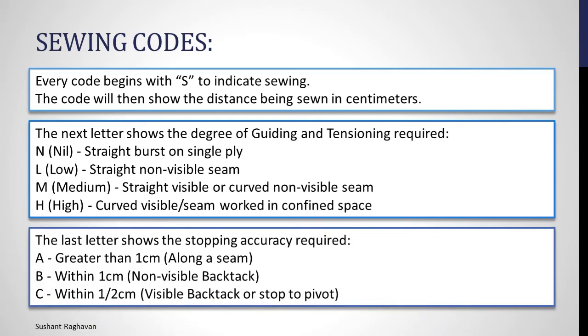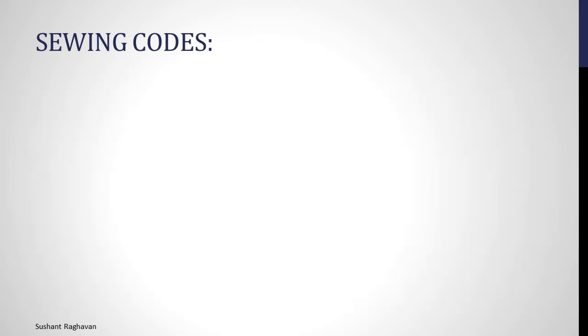The last letter shows the stopping accuracy required. A: greater than 1 cm along a seam. B: within 1 cm, non-visible back tack. C: within half cm, visible back tack or stop to pivot. Sewing codes.